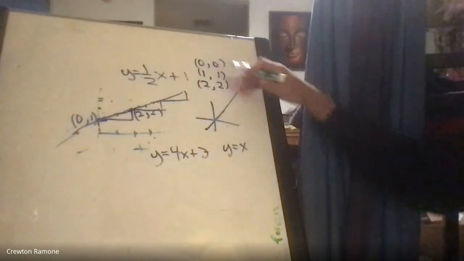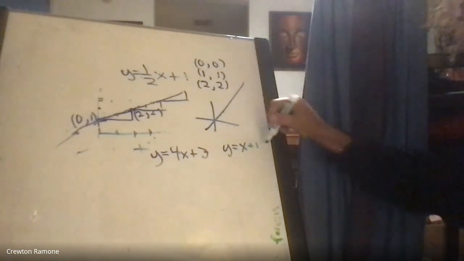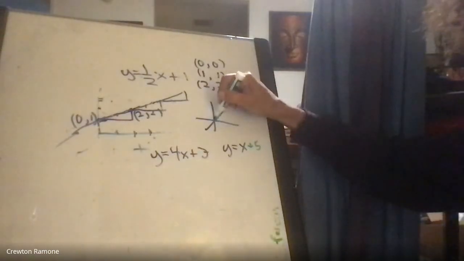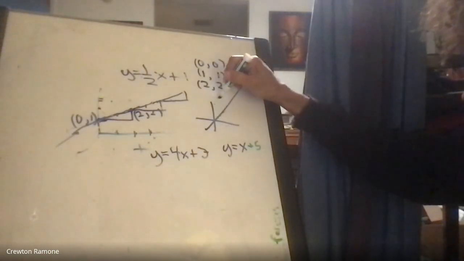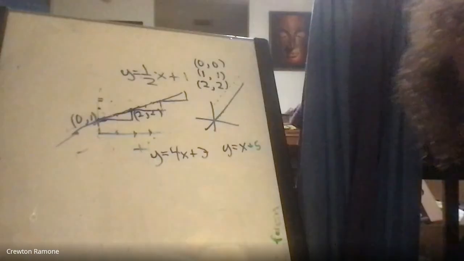And then if I wanted to move it up, I could add x plus 1. Then it would start here, and it would be a parallel line. And if I wanted to say x plus 5, then it would start way up here at 5, and it would do the same thing. Okay, I'm gonna draw it up just the square. This is 0, 0. So 1, 1.